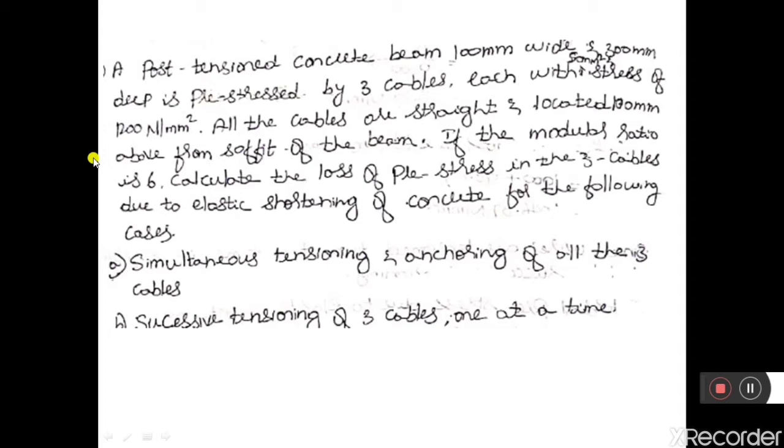A post-tension concrete beam 100 mm wide and 300 mm deep is prestressed by 3 cables, each cable with 50 mm square area and with a stress of 1200 Newton per mm square. All the cables are straight and located 100 mm above the soffit of the beam. If the modular ratio is 6, calculate the loss of prestress in the 3 cables due to elastic shortening of the concrete for the following cases.